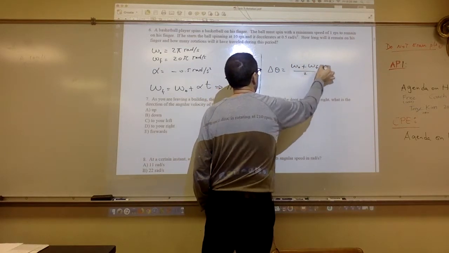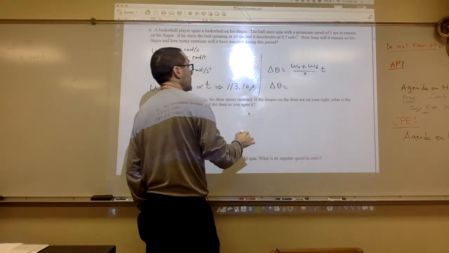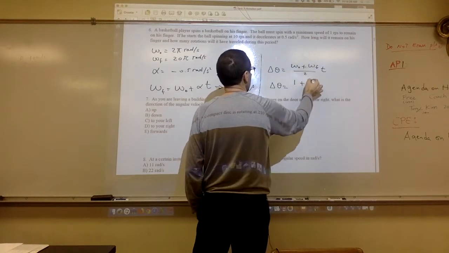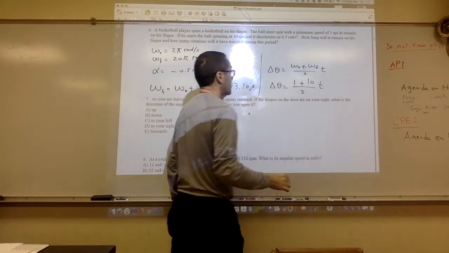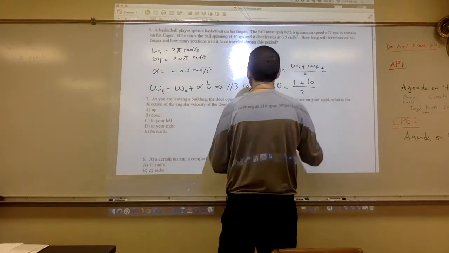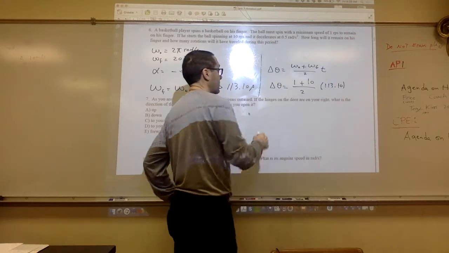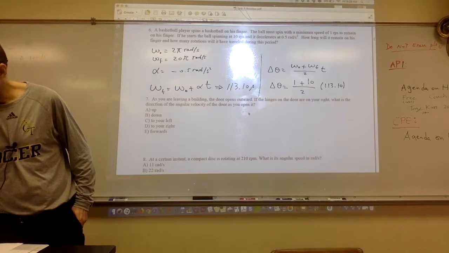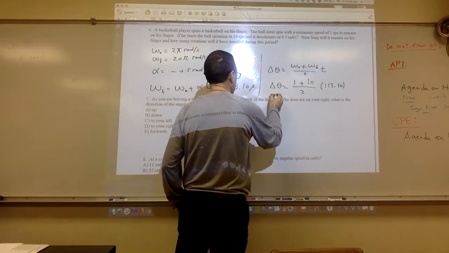Over 2 times t. Okay. Yeah, I think we can just do 1 here, 10 for the other one, divided by 2 times t. Times t, which is, we found it earlier, 113.10. So what is that? 5.5 times 113.10, that's going to be 622 rotations.